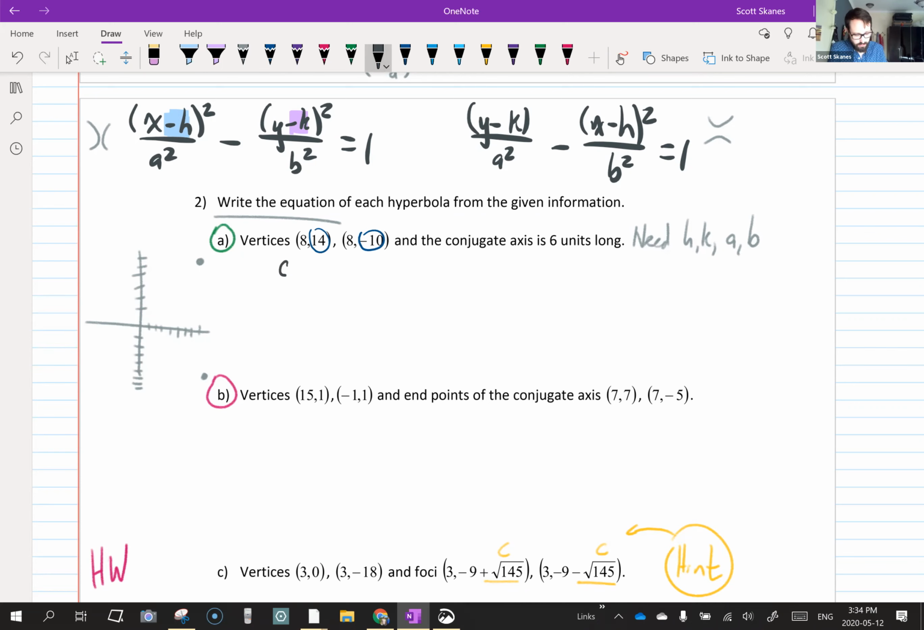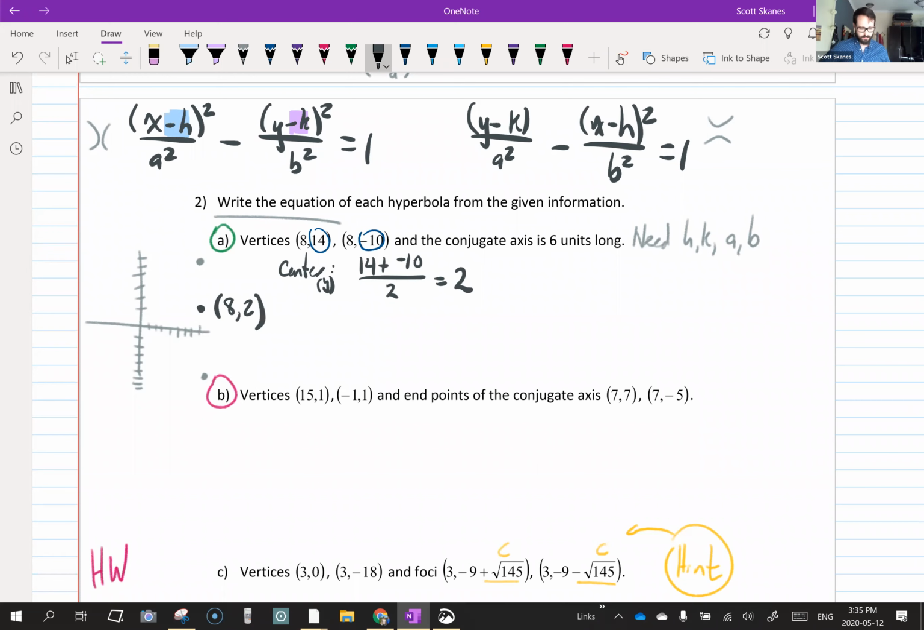To get the center point, you get the average. Add them together and divide by 2. The y value for the center is going to be, what's 14 minus 10 divided by 2? It's going to be 2. So it's at 2. The center is at 8, 2.